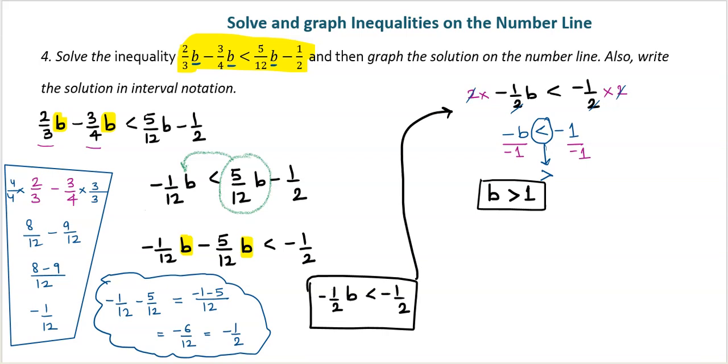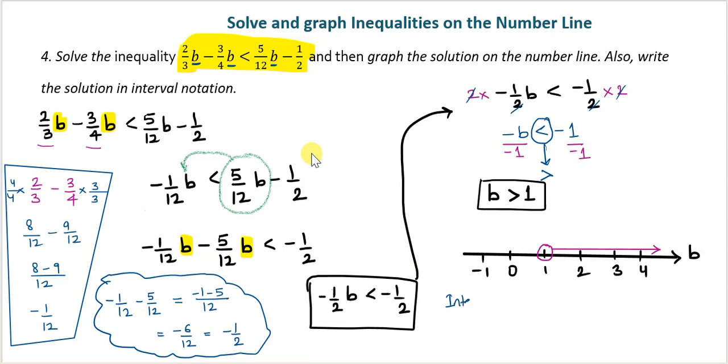Clear? Now, when you draw it on a number line, this is your b. Say this is 0, 1, 2, 3, 4, and say here minus 1. b greater than 1 is a strict inequality, no equal sign, so it should be a hollow circle. Greater than means towards the right side. So this is the number line representation, or graphical representation.